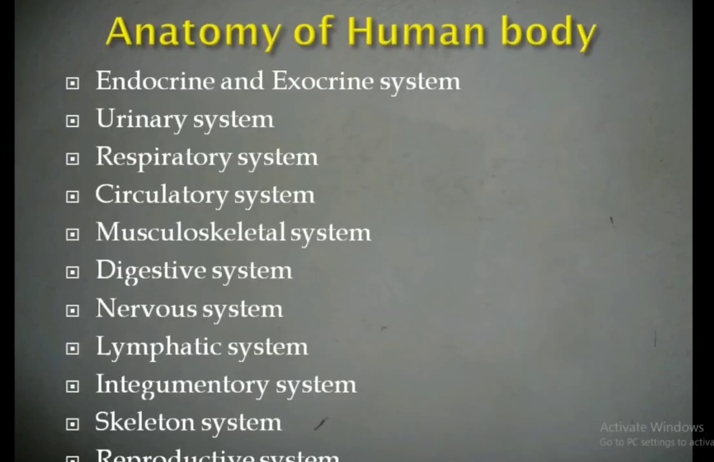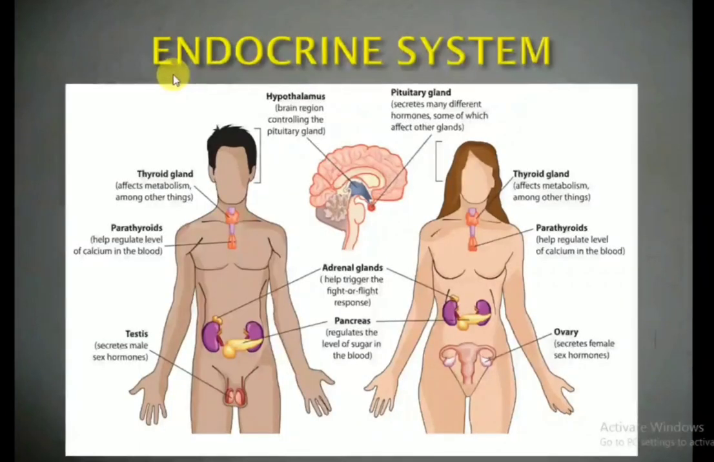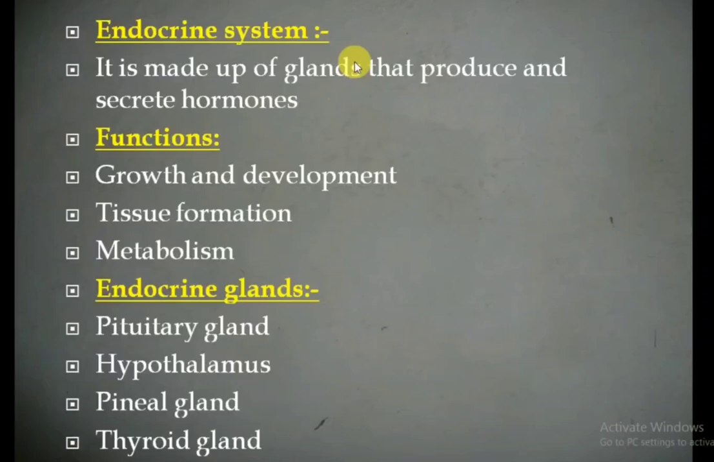So today we will discuss the first system, that is endocrine system. So the name itself indicates that these organ systems are located inside of the human body. Endo means within the body, so these are located within the body. So endocrine system is made up of several glands, many glands. Those glands produce and release some hormones, and they help in the growth and development of the human body, tissue formation and metabolism of the human body.